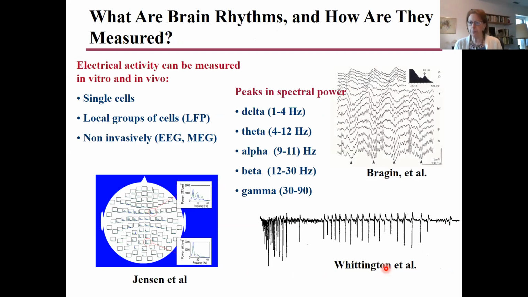So I'm going to be talking about brain rhythms, which are objects that are not well defined like oscillators are. They're squishy. To understand what they are, we start with electrical activity that's produced by the brain, or possibly magnetic activity. And one can see this in single cells. You can see it in local groups of cells, and what they produce is called the local field potential. You can measure it non-invasively with EEGs and MEGs.